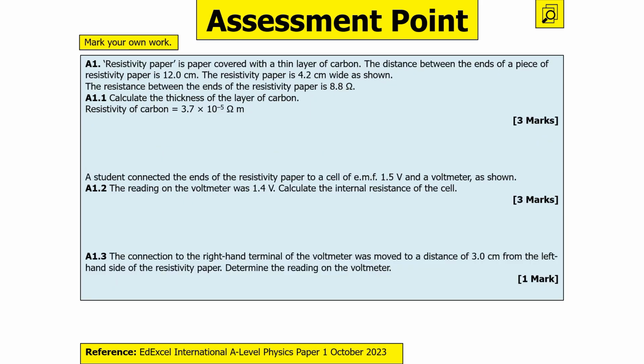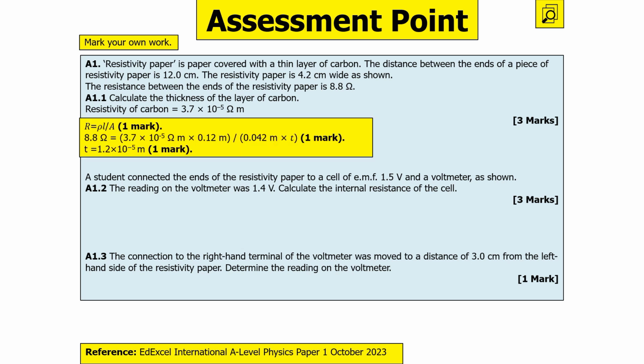Right, in this first one, we need to work out the resistance from this. So we use the resistance equation, R equals rho L over A. But the trick is now, area is going to be thickness times width. So like we had before, we pop in all the values. We convert all of our millimeters and centimeters into meters. So we then pop them through and we get the thickness to be 1.2 times 10 to the minus 5 meters.